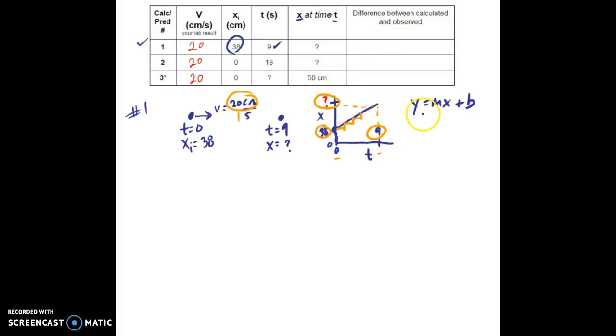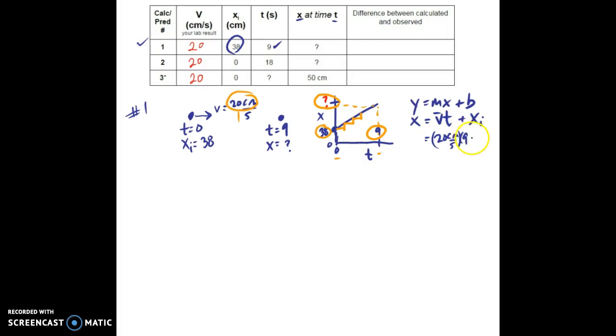I'm looking at a straight line, so I'm thinking y equals mx plus b, but I see I don't have y, I have x for position. My slope is the average velocity. I don't have x, I have t for time, and my y-intercept is actually my initial position. And I want to know x when time is 9 seconds, so the 20 centimeters per second is the velocity, and that's a constant.